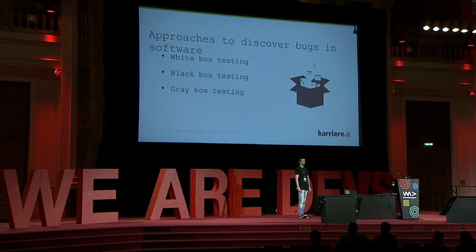So there are different approaches to discover bugs in software. I'll talk about that before getting into more detail about fuzzing. There's white box testing, black box testing, and gray box testing. White box testing means that source code is available. When we do white box testing, we can do code analysis, like static code analysis. We can do manual code reviews. And we can also do fuzzing, for example, with libFuzzer, which needs the source code to be available.